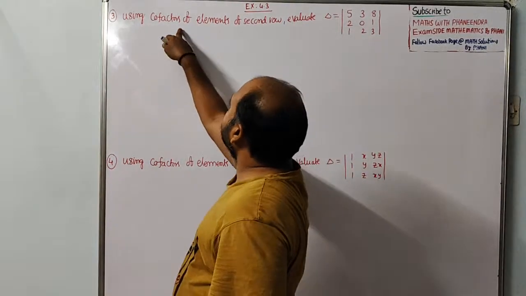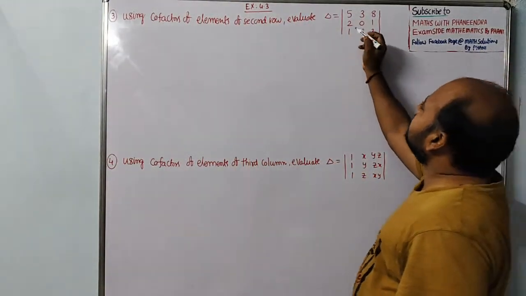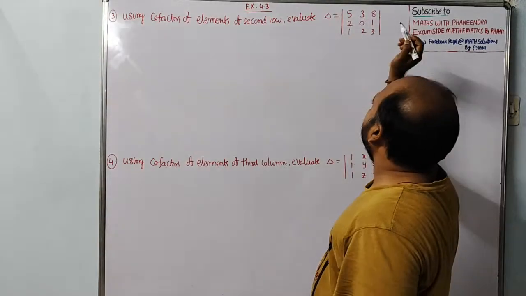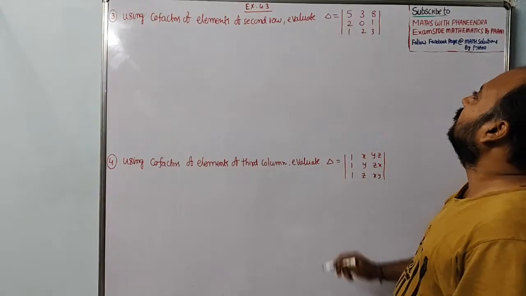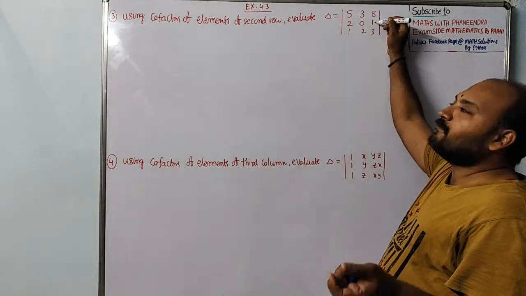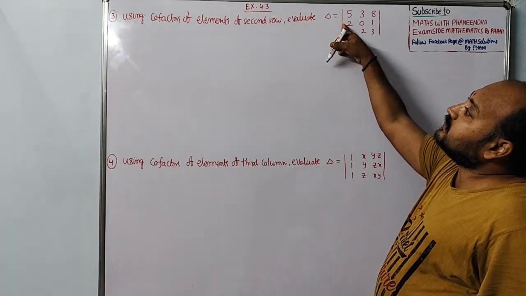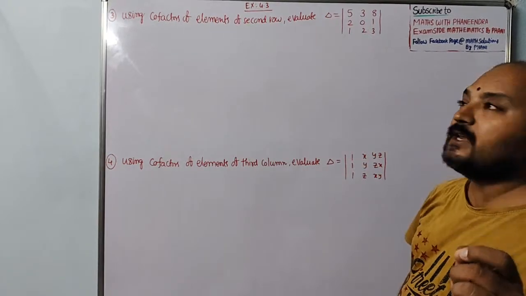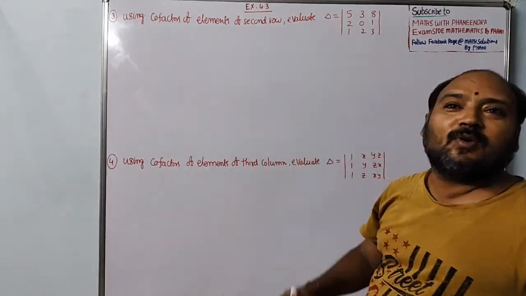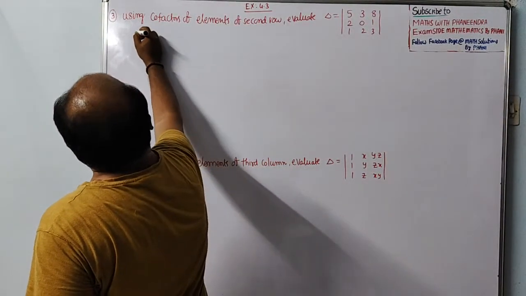Using cofactors of elements of second row. So for second row, for 2 a cofactor you can calculate, and for 0 also a cofactor. The sum of elements times cofactors of the second row is equal to the determinant of this one only. So cofactors of elements of second row.